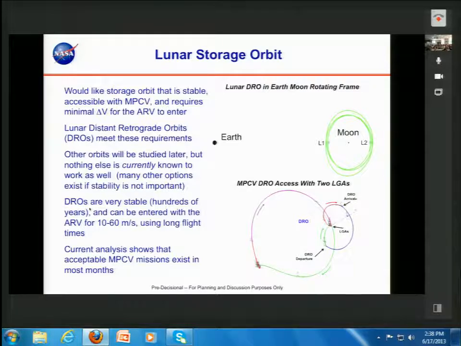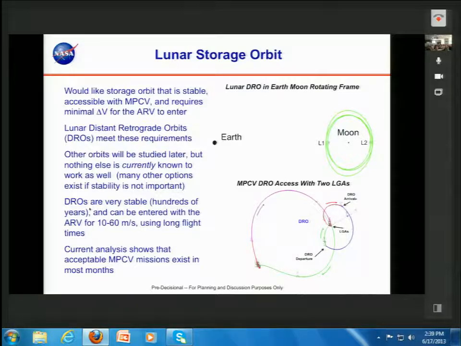So we can enter this orbit for the ARV between 10 and 60 meters per second using long flight times, about a year and a half flight times. And also the MPCV can reach these. Showing in the lower right is an example trajectory for the Orion to reach the asteroid.